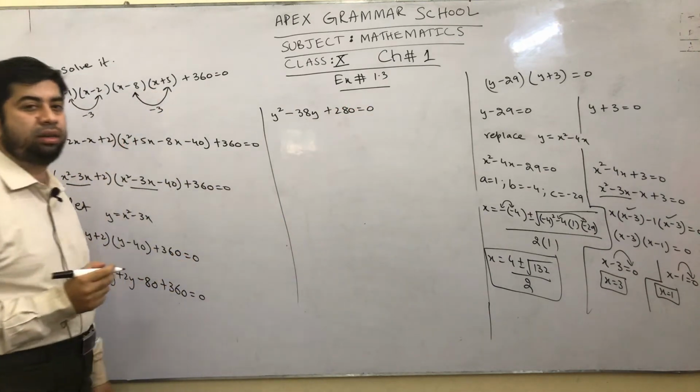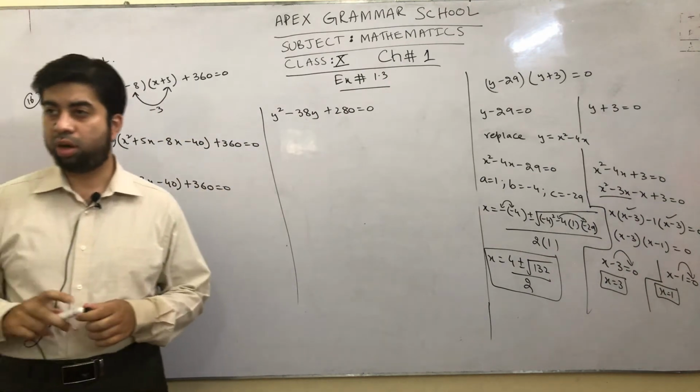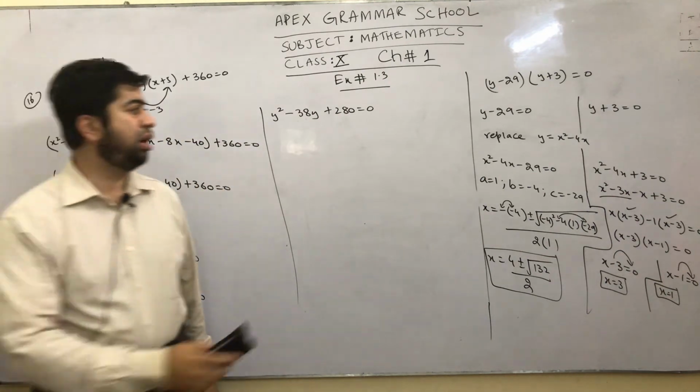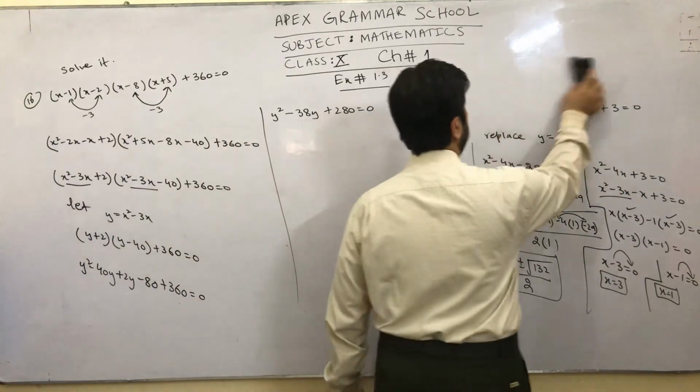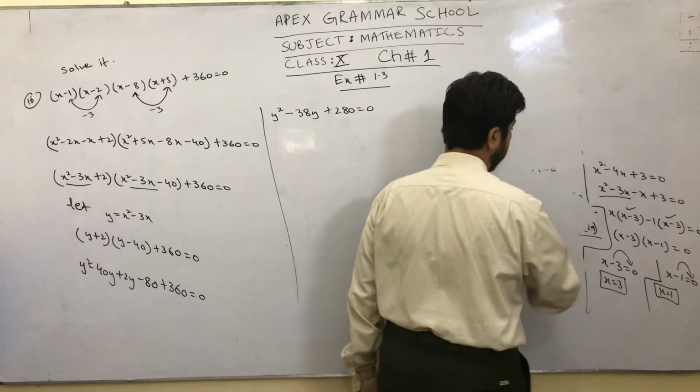Now you can see that this will again become a quadratic equation. So for this quadratic equation, you can simplify it by making pairs by factorization. So factorize it.